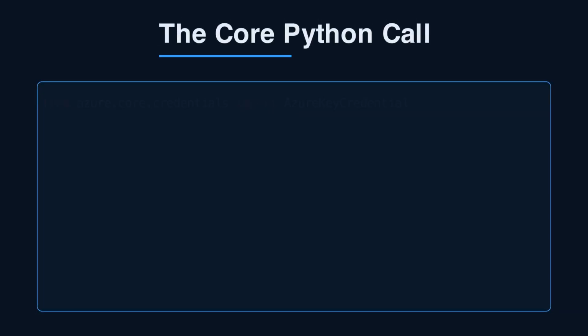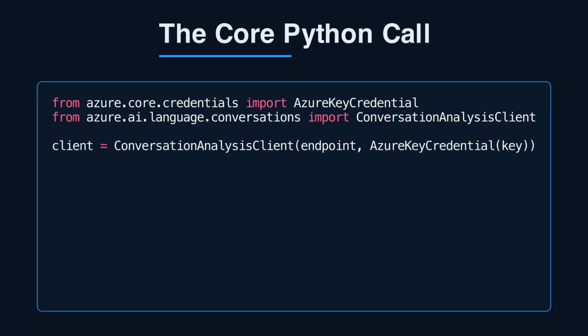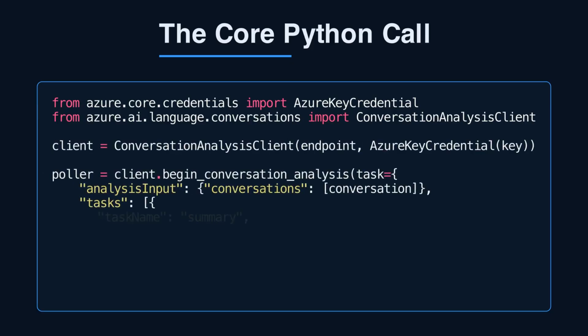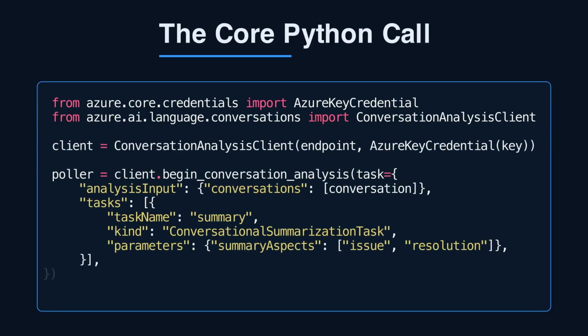Here's the core call in Python. Install Azure AI Language Conversations and create a conversation analysis client. You submit a job with the conversational summarization task kind. Set summary aspects to issue and resolution. Then poll the long-running operation until it finishes. Every conversation item needs a participant ID and role. That structure lets the model separate customer from agent.